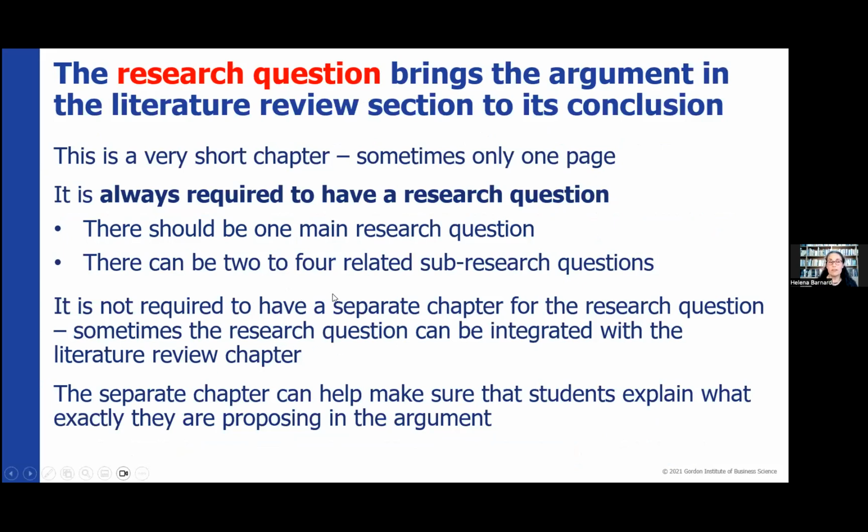And then I've already spoken about the research question chapter. Very short. It is always required to have a research question, sometimes just one main question with 2 to 4 related sub-research questions. Let's stick to the relationship between the mine and the community. You can have one where the mine is the active party who initiates things, and where the mine is the receiving party, and where the community is the active party and the community is the receiving party. So you have 4 sub-research questions, but they all go into the heading. It's not required to have a separate chapter for this, but it really helps, especially MBA students, to make sure that they're explaining exactly what they are proposing. It helps them to not lose track of what they are trying to do.